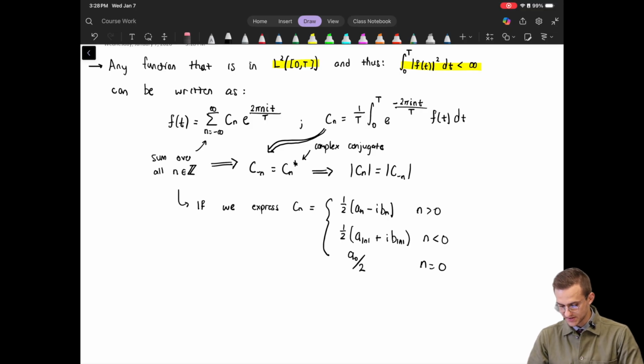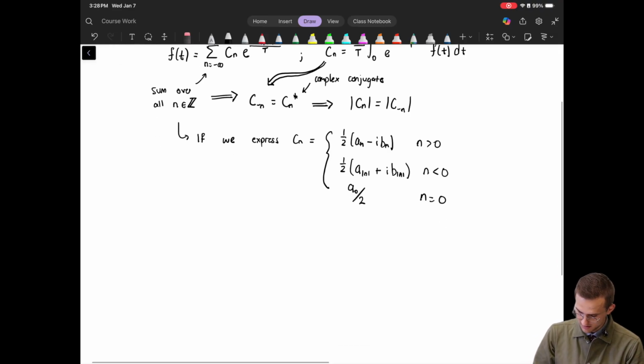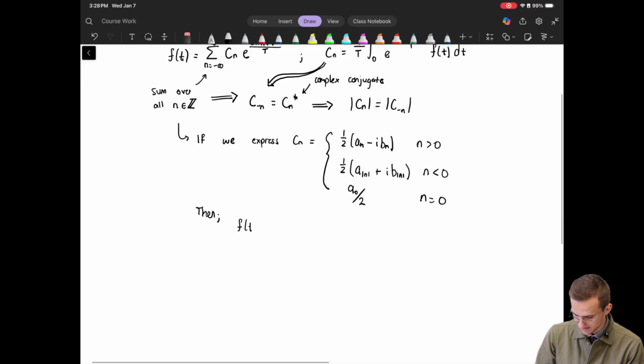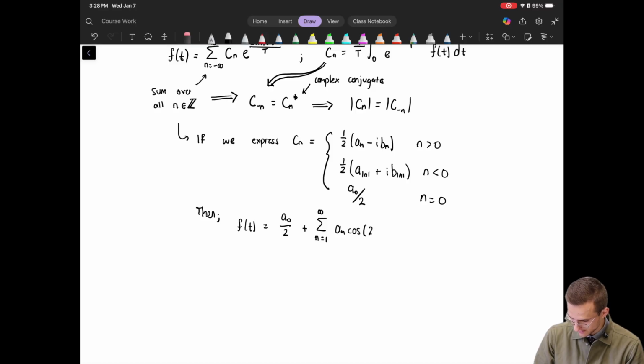So if we structure Cn in that way, then we can express the Fourier series in terms of just trigonometric functions, which is like this. F of t is equal to a naught over 2 plus the sum from n equals 1 to infinity of an cosine of 2 pi n t.